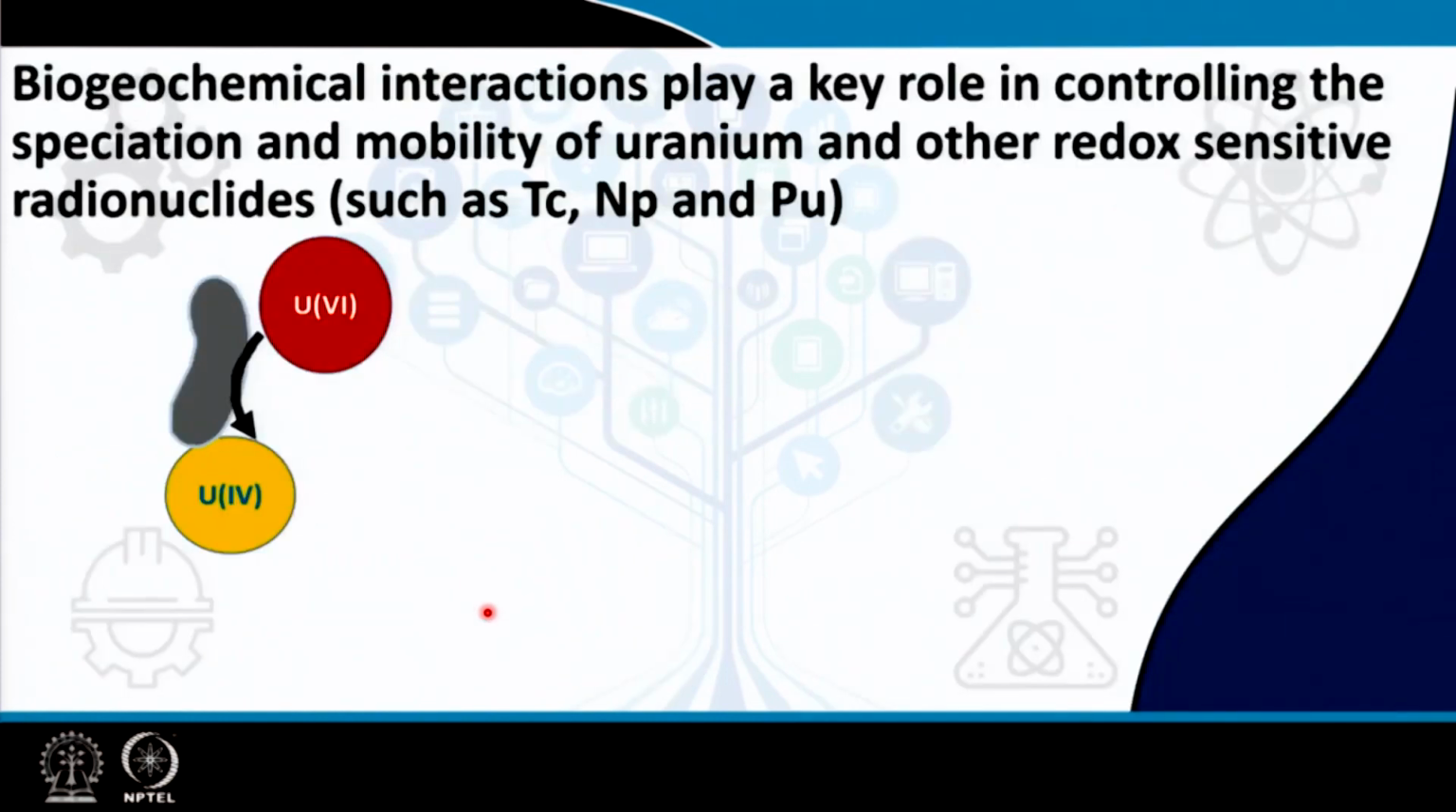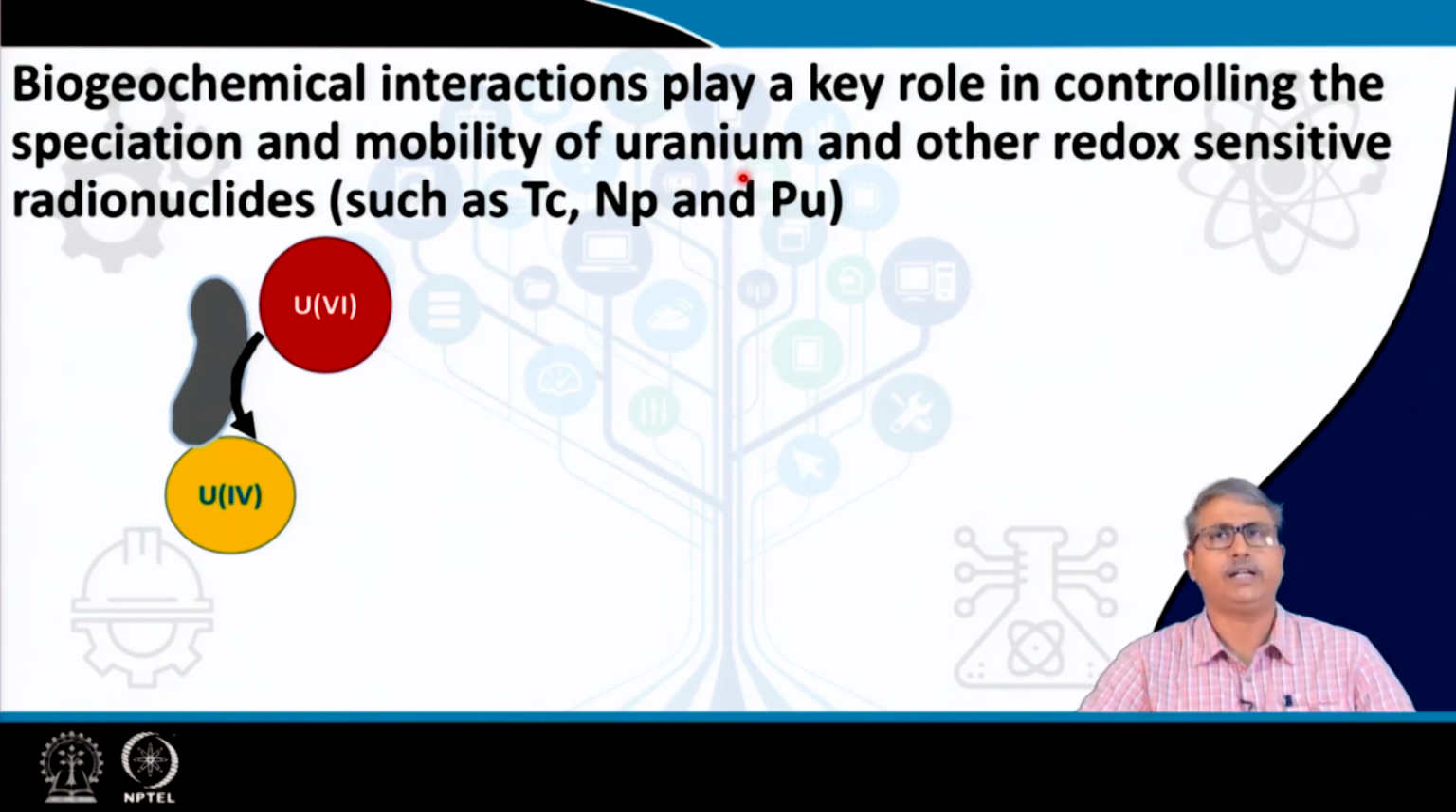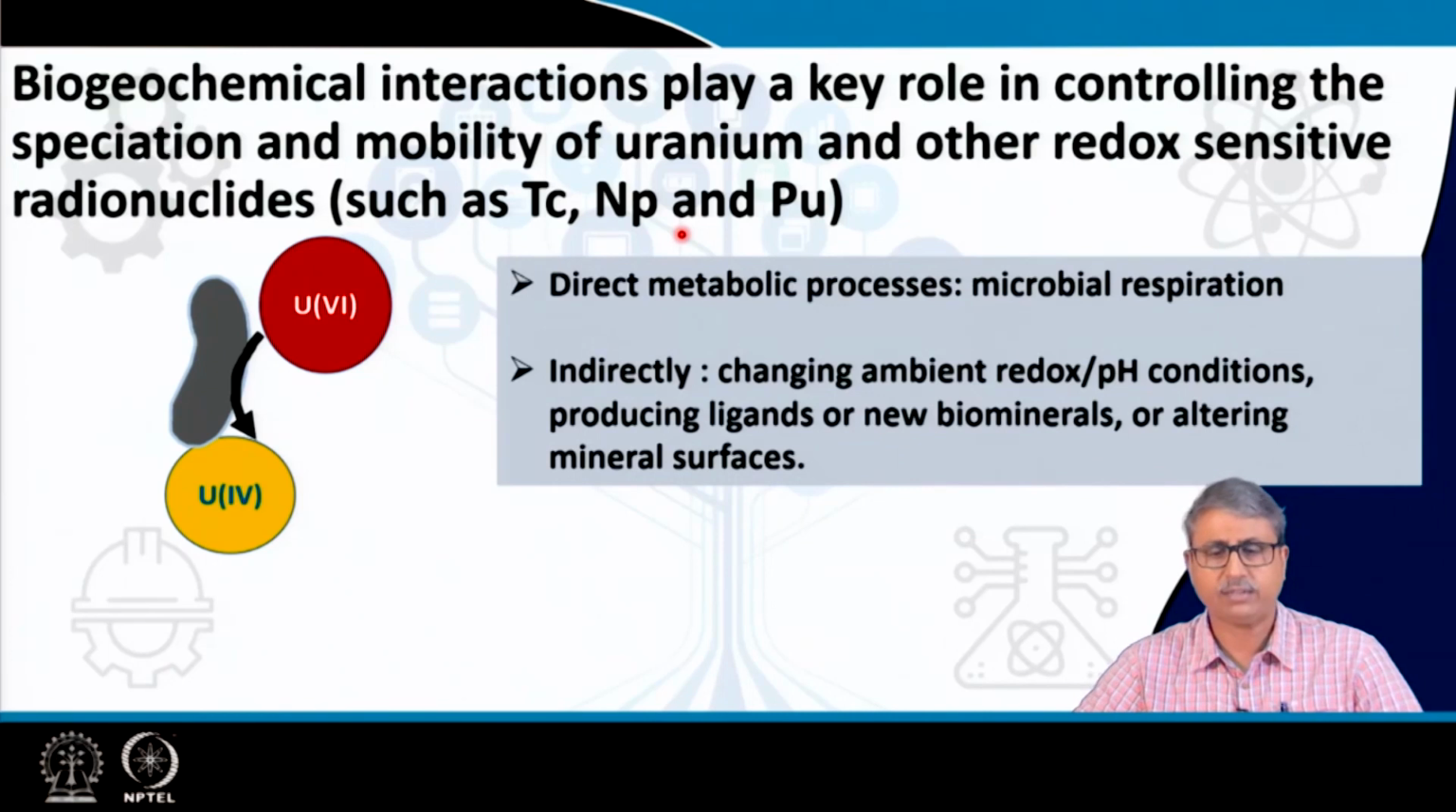Now, the biogeochemical interactions have been found to be very important and to play a key role in controlling the speciation, that is the interconversion between the 6 and the 4 oxidation states of uranium, and that is linked to the mobility of the uranium. It is also true for other toxic redox sensitive radionuclides like technetium, neptunium and plutonium. So, two processes are found. One is the direct metabolic process, that is the microbial respiration.